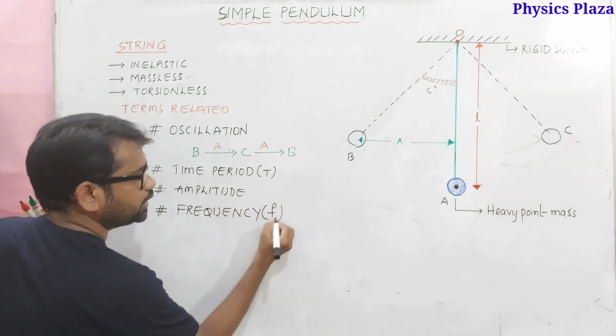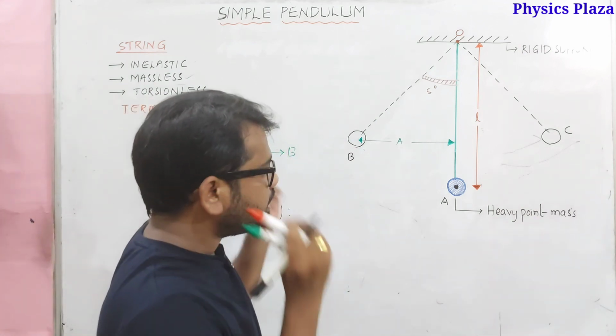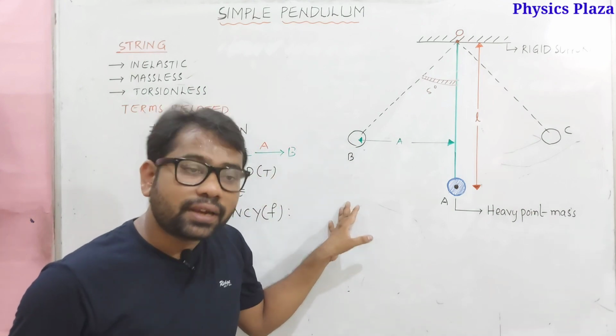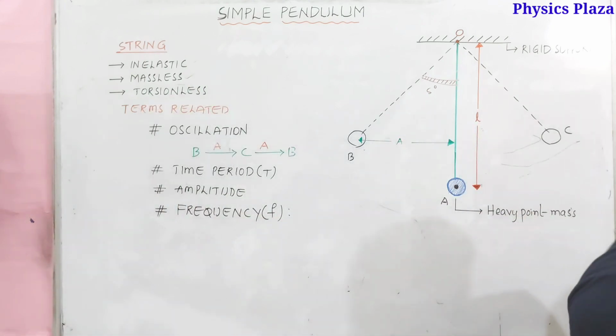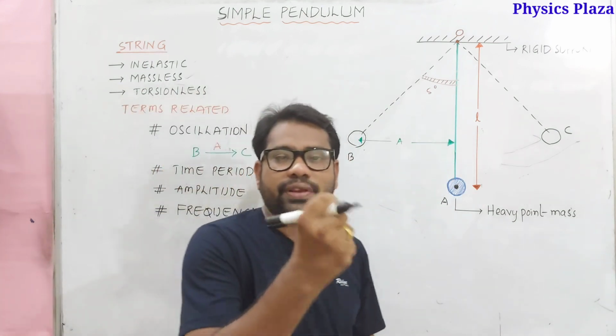Frequency will be represented with the letter small f. So what is the frequency, dear children, here? Frequency is the number of oscillations completed in 1 second. Now we will discuss how time period is related to the frequency.